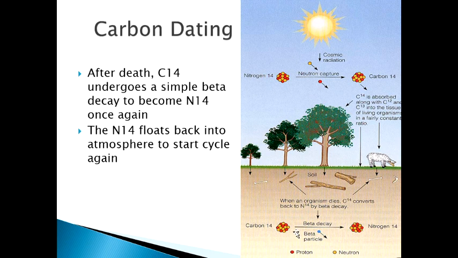What happens when it decays? Well, it decays and it becomes nitrogen-14, which is very light, and it is constantly oozing out of the soil all the time from all these decaying things. It goes back up into the atmosphere only to get blasted by cosmic radiation and start the whole cycle again.